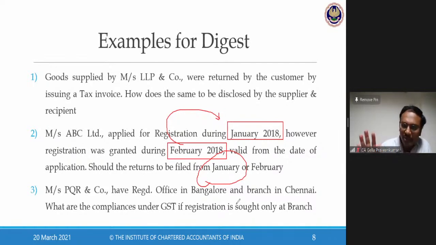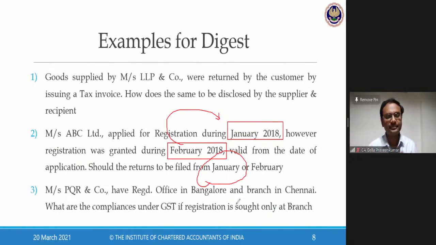So absolutely not to worry. When my returns were to be filed for the previous period where registration is available, but the window is not available, my concept says all your transactions during that period can be brought into this period and can be disclosed.